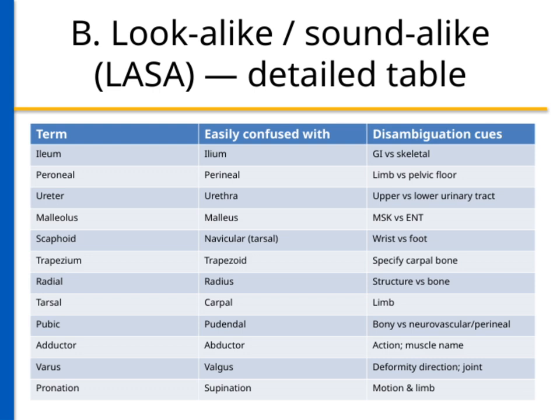Finally, there's the detailed table of look-alike or sound-alike terms, or LASA. These are tricky because similar sounds or spellings can lead to confusion. Always double-check the context, clinical setting, anatomy, or region to ensure you're using the correct term. Understanding these distinctions is crucial, especially in communication and documentation, to prevent errors. Keep these cues in mind as a handy guide in your practice.